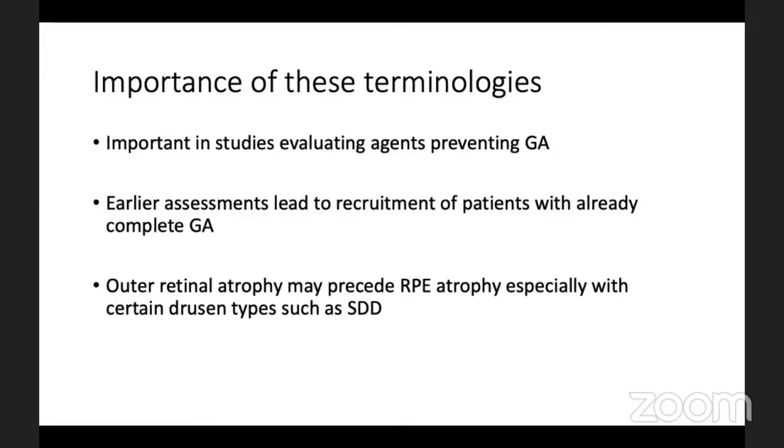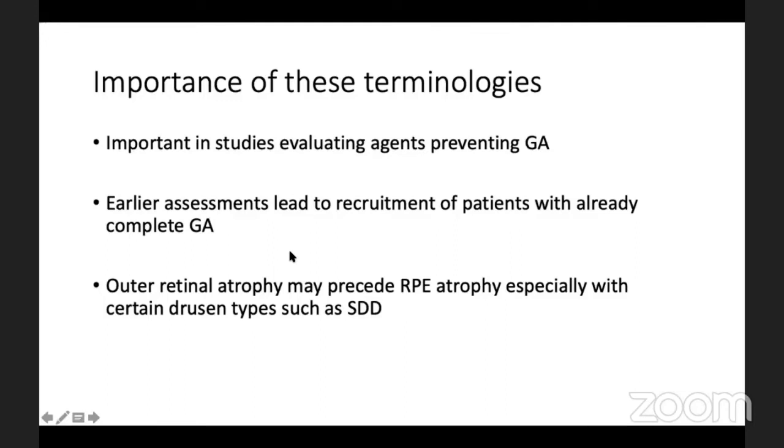Now, what is the importance of these terms? There are studies which are ongoing, which are evaluating various agents which prevent geographic atrophy. When we were using the previous standards, that is color images and the autofluorescence, with those modalities we were recruiting patients where already complete geographic atrophy or the complete RORA has happened. Now these are the patients which are very unlikely to improve with the current standards, so we must recruit those patients who have incomplete atrophy, and that is why we have introduced these terminologies, so that the patients with early atrophy can be recruited and we can assess the effect of these agents which prevent geographic or the retinal and outer retinal atrophy.